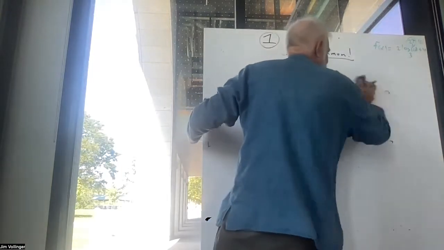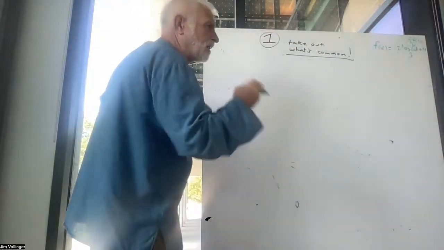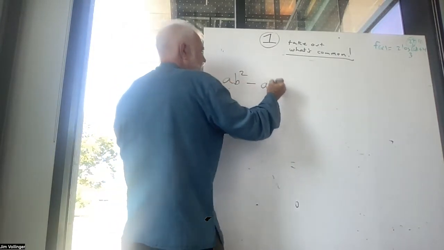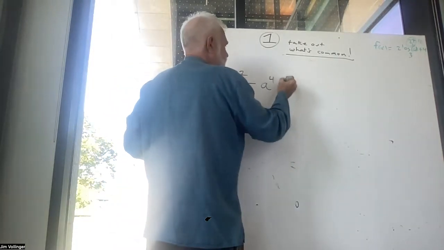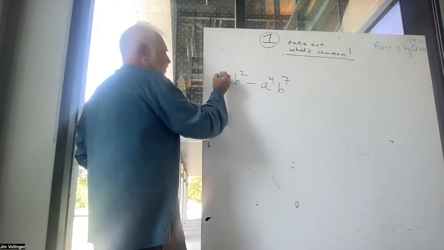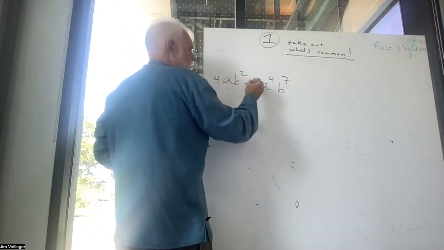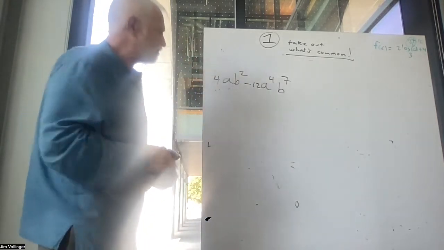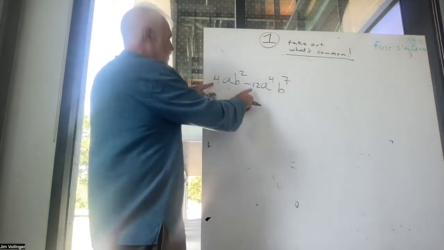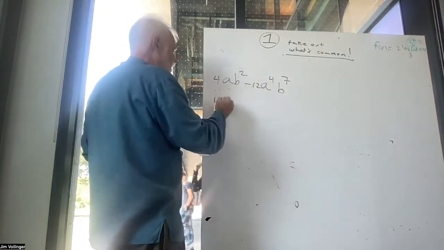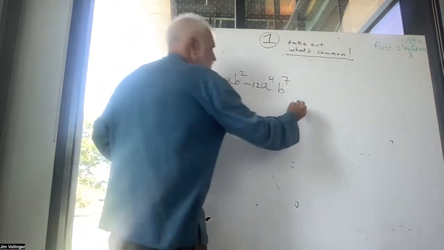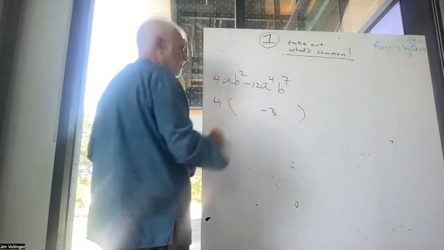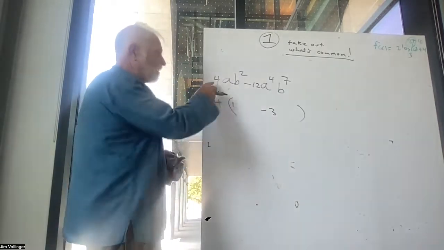All right, so that's 2 problems. Let's try another one. Let's write a b squared minus a to the 4th b to the 7th. Let's put a 4 in front of this. Let's put a 12 there. And we're just practicing writing product. Well, do 4 and 12 have something in common? Yeah, 4. I guess that's minus 3, huh? 4 times minus 3 is that. 4 times 1 is 4.